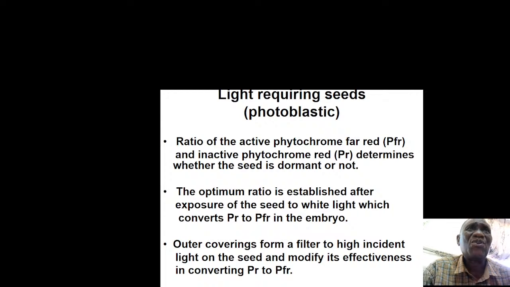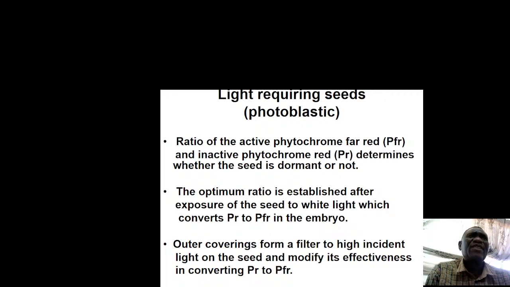Now, there are some seeds which we call photoblastic seeds, which require light so that they can germinate. These seeds have a pigment known as phytochrome, which exists in two forms, and it is the ratio of the two forms which determines dormancy. We have the active phytochrome far red, PFR, and the inactive phytochrome red, PR. The ratio of these two forms will determine whether the seed is going to be dormant or not.